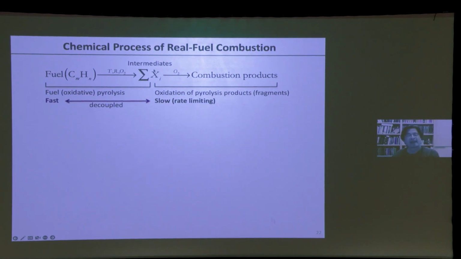Okay, and this process is fast, very fast. It's not really limiting, and it's not even dependent on oxygen concentration, and doesn't even depend on whether you are in an oxidative condition or in a pyrolytic condition. Then these intermediates or pyrolytic products, these C1 to C4 intermediates, ethylene and so on, their oxidation in molecular oxygen finally producing combustion products, that's rate limiting, that's slow.